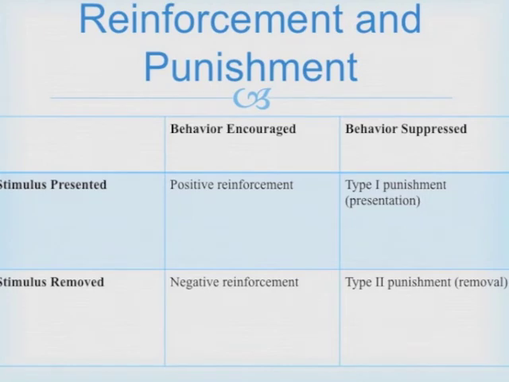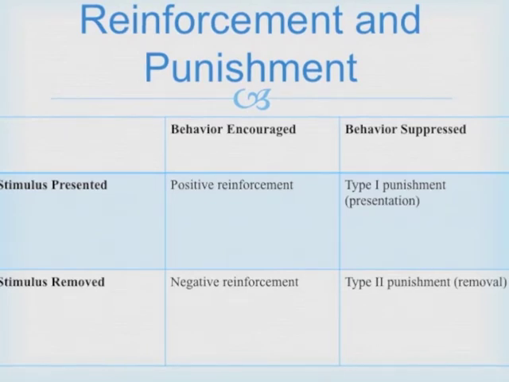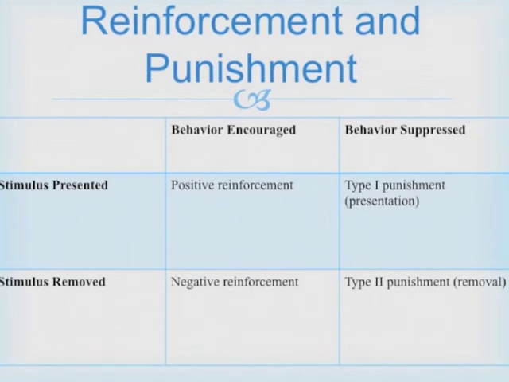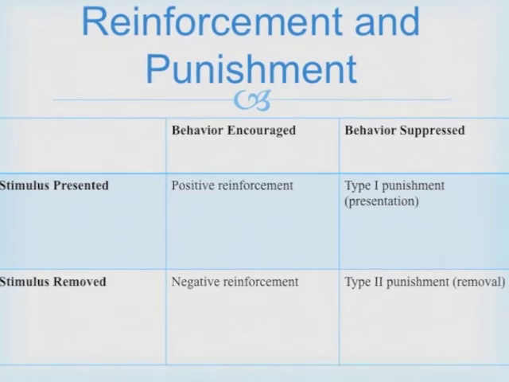A reinforcement is anything that encourages behavior, that makes it more likely a behavior will occur again. Whereas a punishment is a stimulus that's presented to decrease behavior or increase the likelihood that a behavior won't be repeated. So we can think about reinforcement and punishment in different ways. First, if a stimulus is presented, if you're giving a reinforcement or giving a punishment.